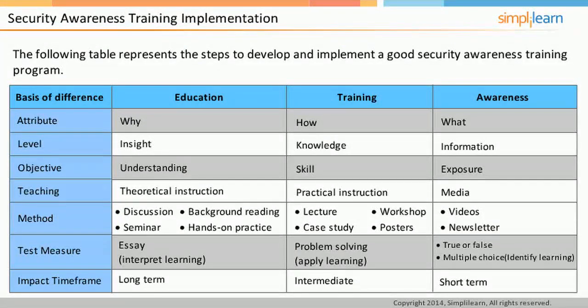Establish training objectives such as indoctrinate system users, specify security requirements, effectively relay information security requirements, and motivate personnel to comply with the requirements. Set training program goals such as people must be aware of risks, compliance is needed for effective information protection, avoid fraud, waste, and abuse. Education has the long-term impact timeframe, whereas training has intermediate and awareness has very short-term impact.